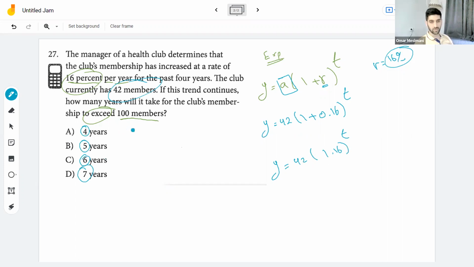So I'm going to say 42 multiplied by 1.16 to the power of 4, 42 multiplied by 1.16 to the power of 5, 42 multiplied by 1.16 to the power of 6, and 42 multiplied by 1.16 to the power of 7. Which one is going to be more than 100? I'm going to go with it.